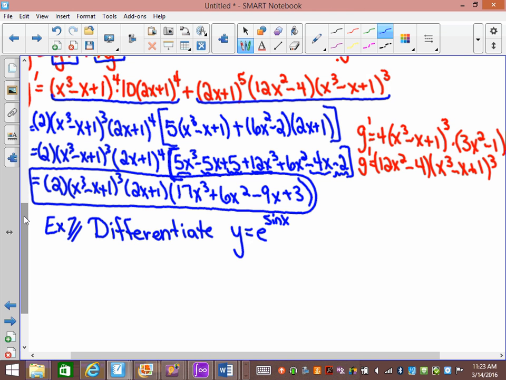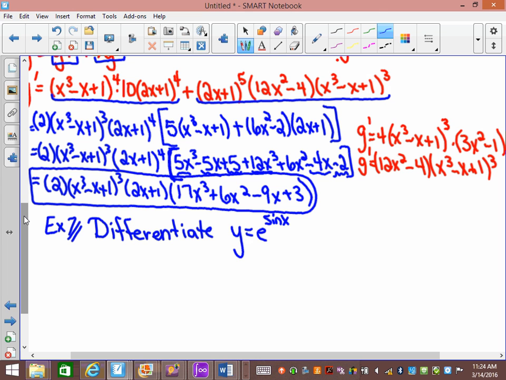What do we do when we take the derivative of e? Take the derivative of the exponent, drop it in front, and rewrite it, ln e. Derivative of the exponent, drop it in front, rewrite it, ln e. And ln e is just 1.